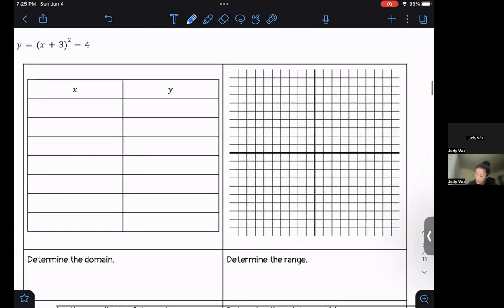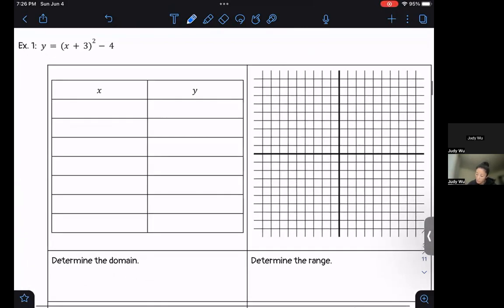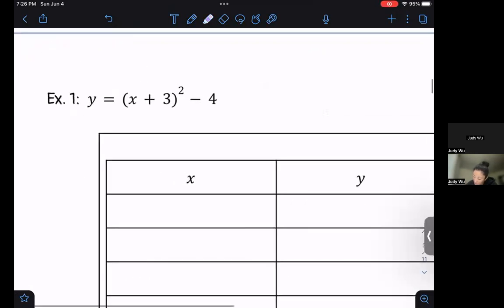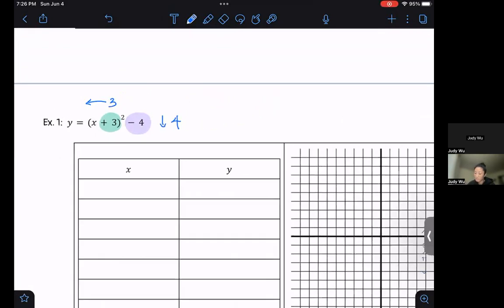All right, let's take a look at an example. Take a look at example 1 here. We've got y equals x plus 3 squared minus 4. And so one of the things I might notice is this minus 4 here. This is my graph transformation that moves the graph down 4. But I also have this plus 3, and that graph transformation moves the graph to the left 3 units.